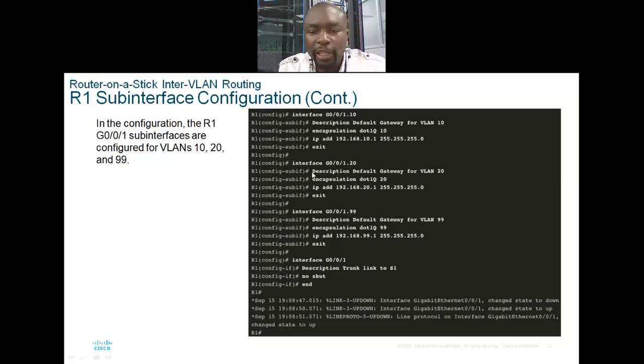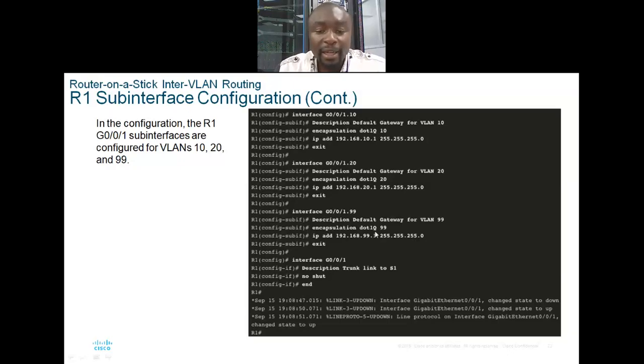Description: default gateway for VLAN 20, encapsulation dot1Q 20, the IP address, and exit. Then I come to VLAN 99. Description: default gateway for VLAN 99, encapsulation dot1Q, IP address, this, and then I am done.